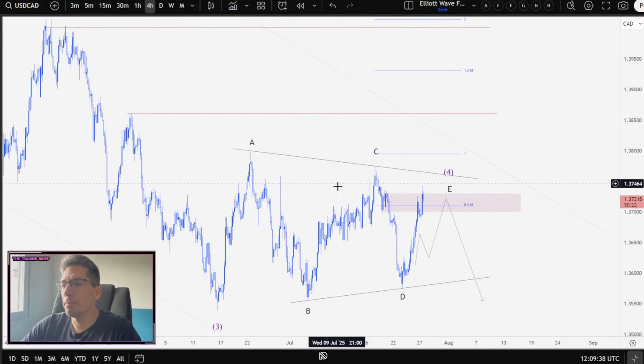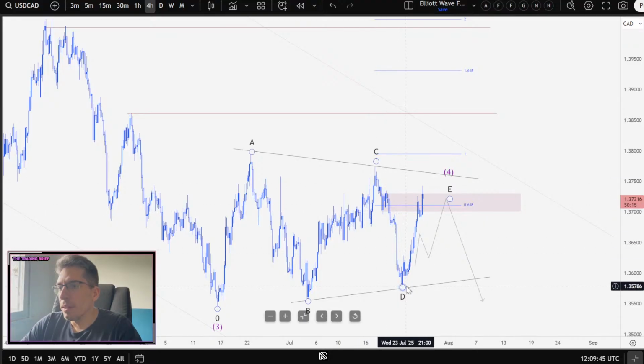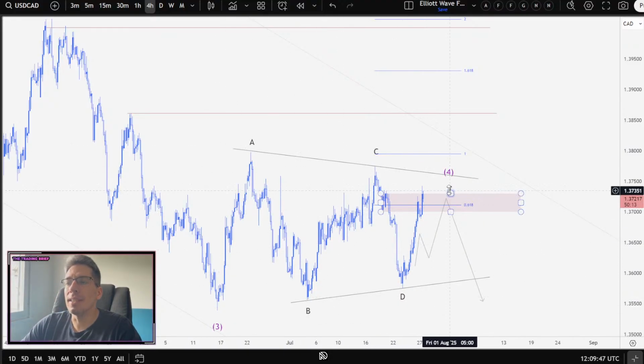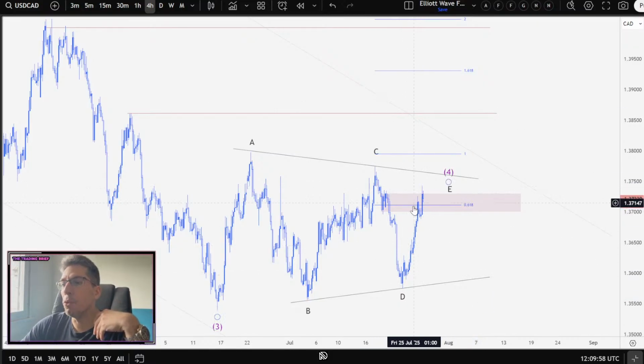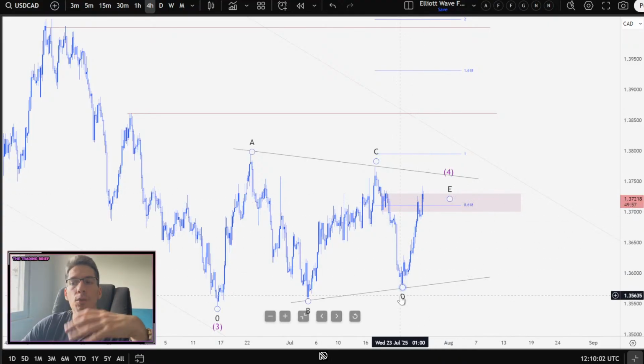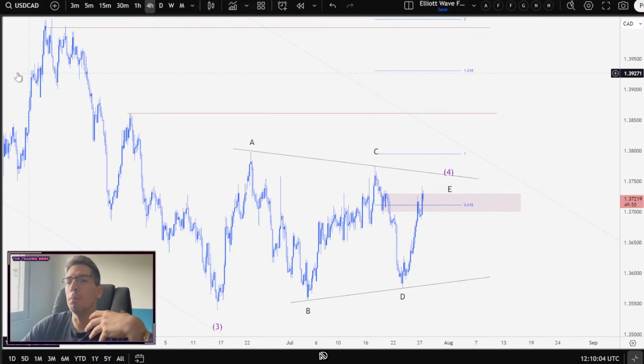Dollar CAD, we covered it exactly where we wanted. Now, I'm still considering this as a potential triangle. The only thing I want you to take into account here is that this move in wave E at the moment looks more impulsive. So we see more of a 5-leg move compared to what we need to see, and that's a 3-leg move.